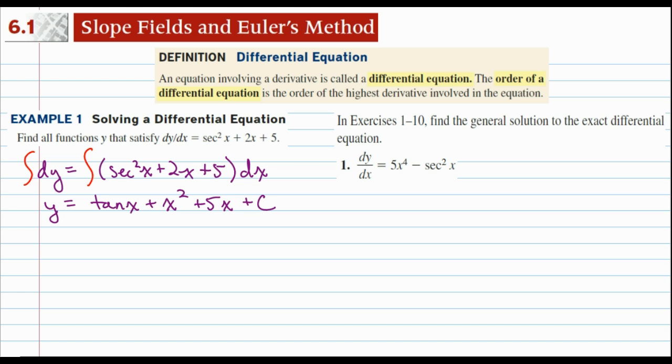Now try problem number 1 says find the general solution to the exact differential equation. So same concept. We're going to multiply both sides by dx to get the differential dy, which is 5x to the fourth minus secant squared x dx in parentheses, so that dx applies to both pieces.